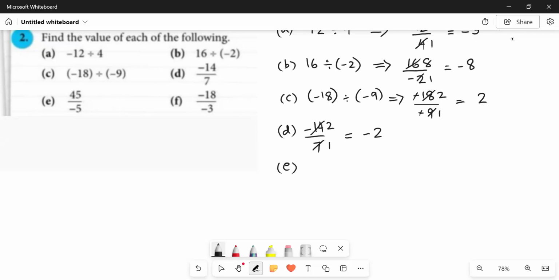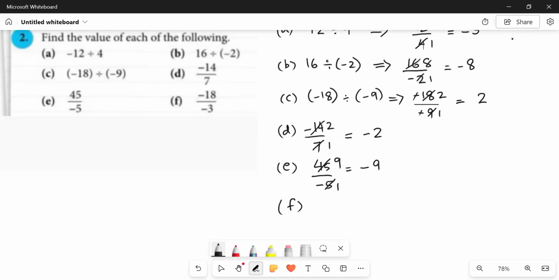Same with part E, it is again in a fraction, 45 upon minus 5. Now the sign of minus is in the denominator. In part D, the sign was with the numerator. Now it's in the denominator. Again, we have one of the numbers positive and the other one negative. So we will get the same answer, that is the negative one. 5 ones are 5, 5 nines are 45. The answer would be minus 9.